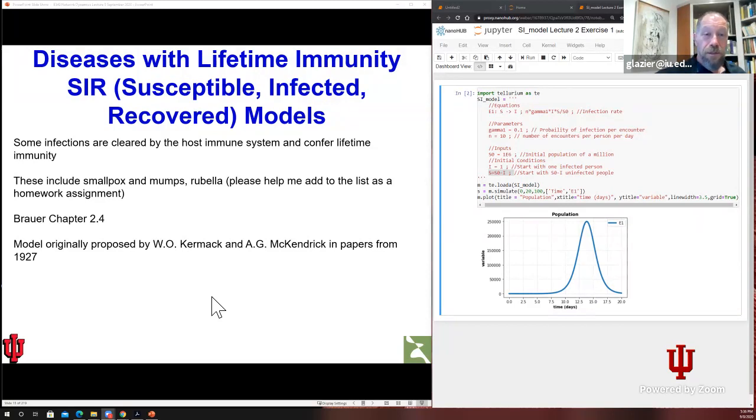If people want to do a little bit of reading and send me other good examples for SIR models in terms of viruses, that would be great. As I mentioned, this is in the Brauer textbook that we have online now, chapter 2.4. This model was originally proposed, and I have not read the original paper, it'd be interesting to look at it, by Kermack and McKendrick in 1927. So it's not a new idea.